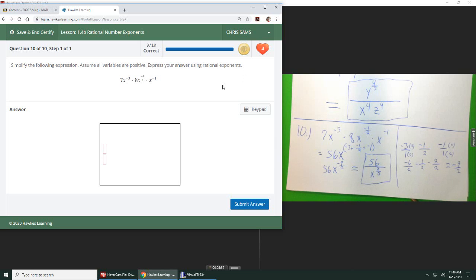So we need a fraction bar. 56 on top, go down, x. I'm going to do shift 6 and hit the backslash to do division. And then 9 on the top, 2 on the bottom, and submit.